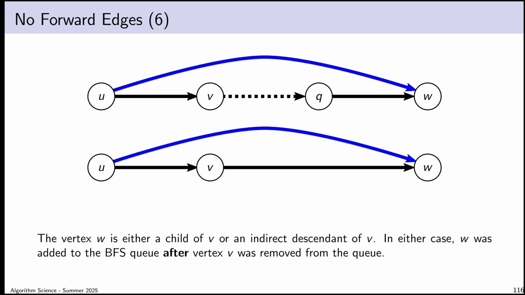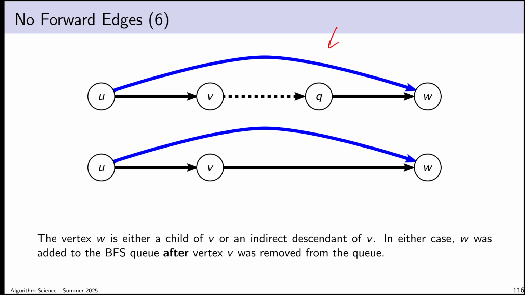Because we'll start with the bottom case. Suppose that W is the direct child of V in the BFS tree. What that means was I removed V from the Q, I looked at its unvisited neighbors, and W was one of them, which means W wasn't in the Q at the time. So that means I had to have added W to the Q after V was removed, because I added W to the Q while I was visiting V, after removing V from the Q. So there's the bottom case.